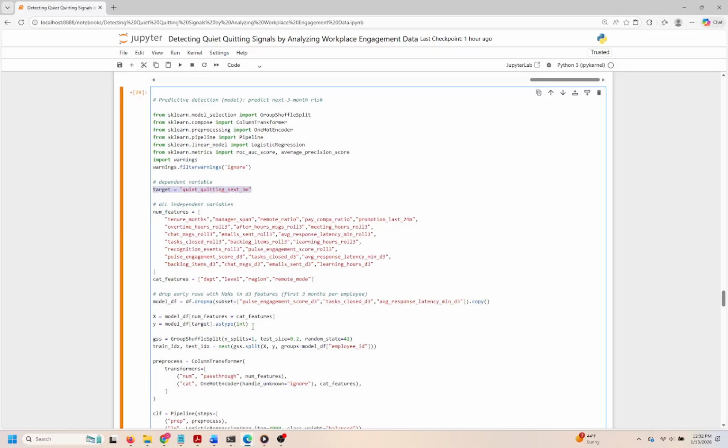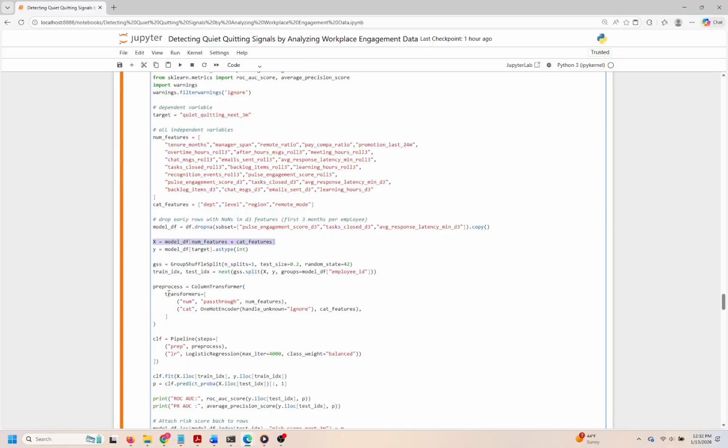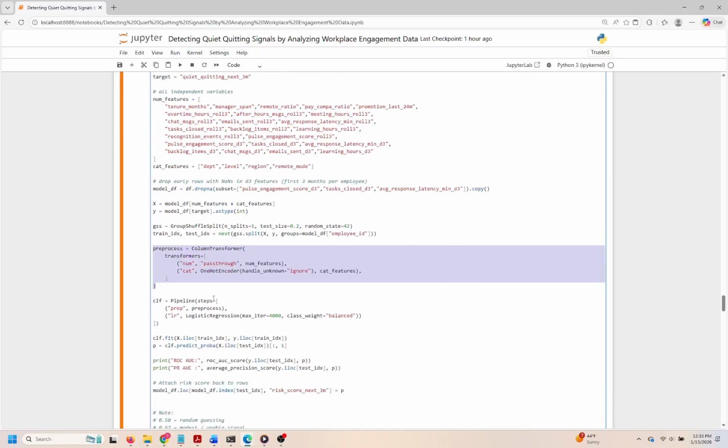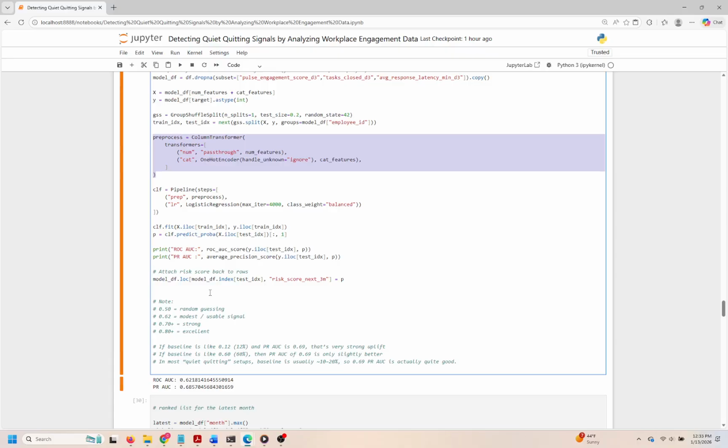Right at the start, we also deal with any early data inconsistencies by removing rows containing NaN values in critical features. This ensures our model is trained on reliable data. Then, we split the dataset using group shuffle split, which is particularly useful in this scenario because it maintains the integrity of employee-level data throughout the training and testing process. This helps avoid data leakage that can arise when the same employee appears in both the training and testing datasets.